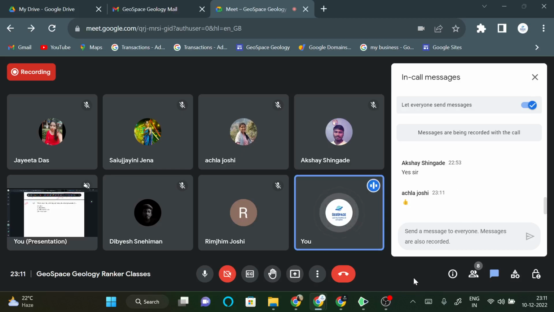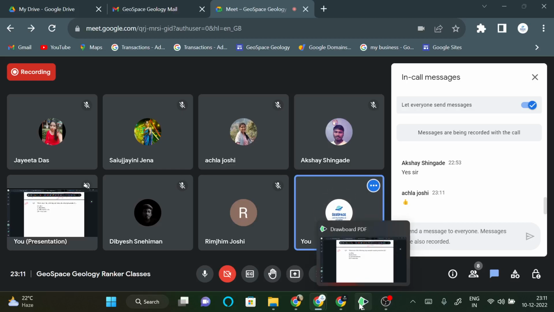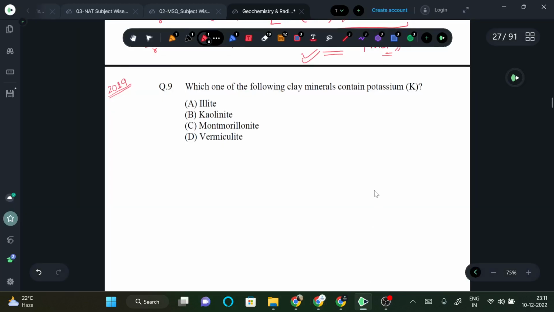Now moving on to 2019. Here we have a question: which one of the following clay minerals contain potassium? What should be the answer? All these are clay minerals: illite, kaolinite, montmorillonite, and vermiculite. Which contains potassium? Actually, the first option will be the correct one. Illite contains potassium, K.